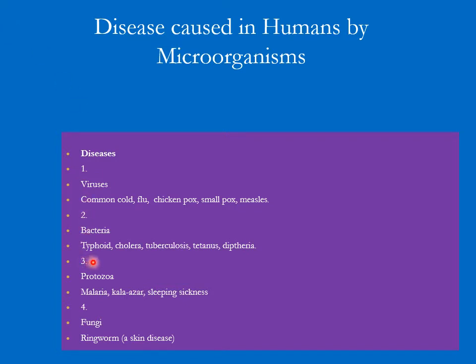Now children, coming to the bacterial diseases, the first one is typhoid. Typhoid is an infectious bacterial fever, which is caused by consuming contaminated food and water. The symptoms of typhoid are high fever, stomach pain, weakness, vomiting, as well as loose motion. Now moving ahead to cholera. Cholera is caused by consuming contaminated water, and in cholera the person might suffer from severe diarrhea as well as dehydration, that is loss of water from the body.